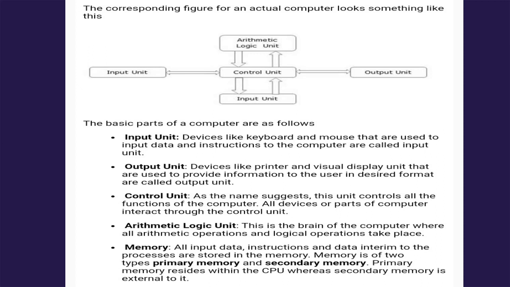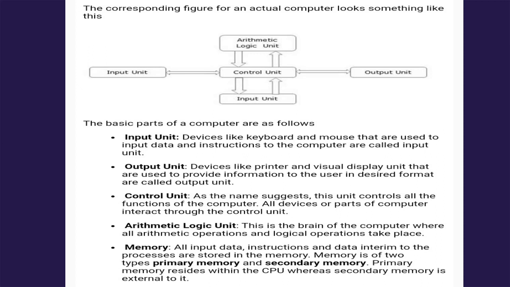Input unit. Devices like keyboard and mouse that are used to input data and instructions to the computer are called input unit. What are the input units? Keyboard, mouse, likewise. Output unit. Devices like printer and visual display unit that are used to provide information to the user in desired format are called output unit. We can say the printer is an output unit.